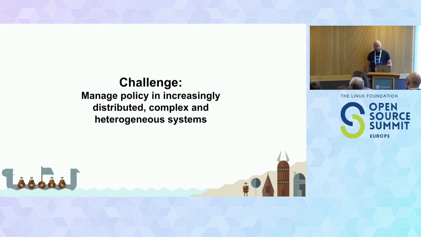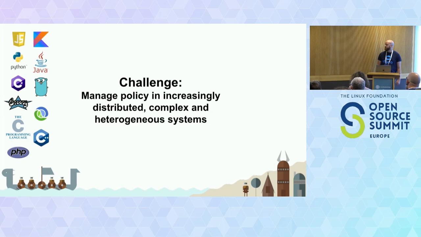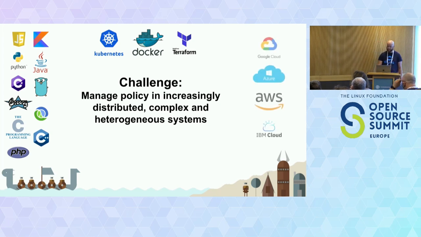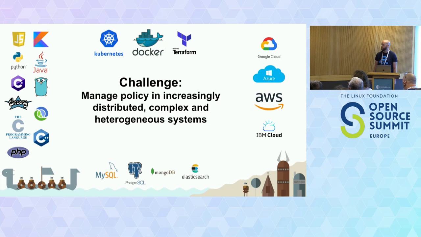So to start off, what's the challenge or what problem is it that we're trying to solve with OPA? It's basically this. We're trying to manage policy in increasingly distributed, complex, and heterogeneous systems. And when we say policy, what we basically mean is a set of rules. Our application stacks are quite complex. If you go to any larger organization, chances are pretty good you'll find a few of these logos, or if it's a really large organization, you might even find all of them. And of course, your applications will have to live somewhere. They're going to have to run somewhere. And your infrastructure is going to have to run somewhere as well as your data.